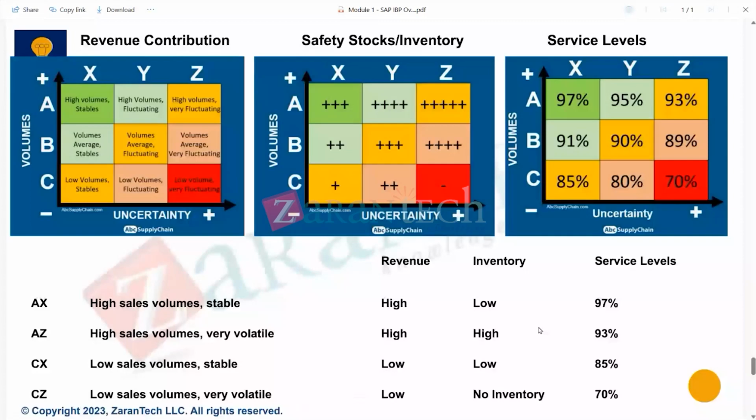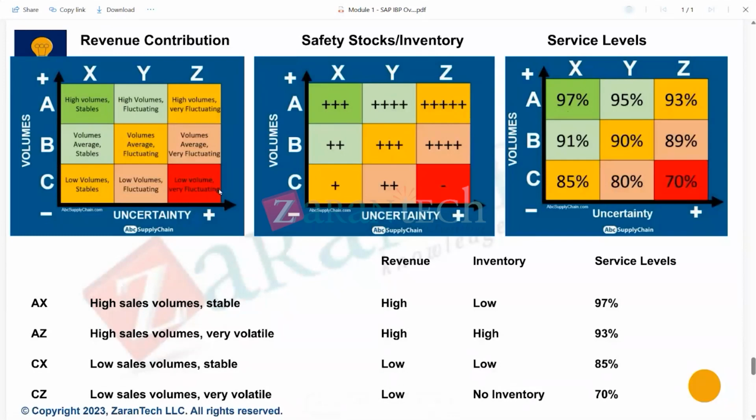Okay, so for example, category A and X customers, these are very high volume and stable customers. You keep less inventory, and you achieve 97% of the service level, which is extremely good. This is a win-win situation. You have less inventory, so less working capital, so the company's cash is not blocked in the inventory, and you are satisfying the most important customer.